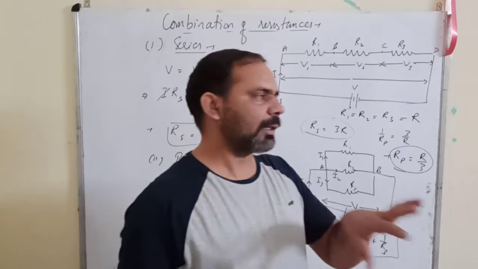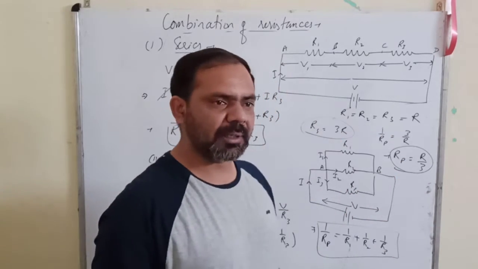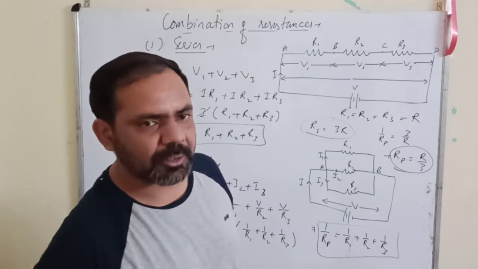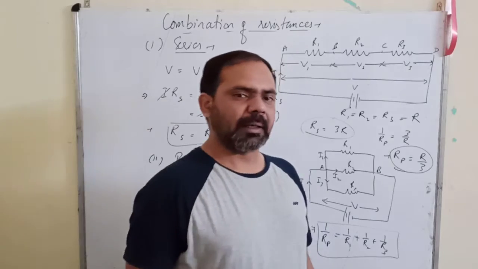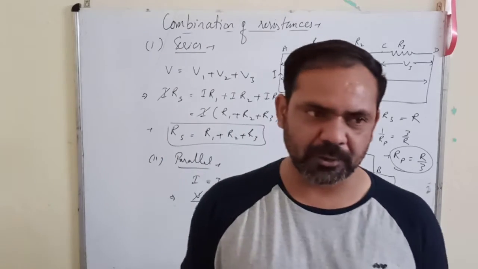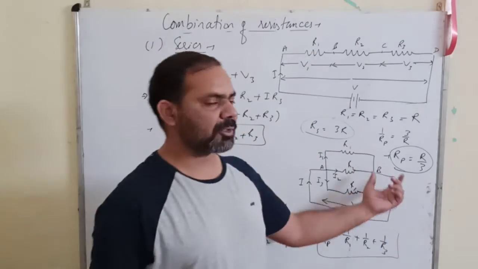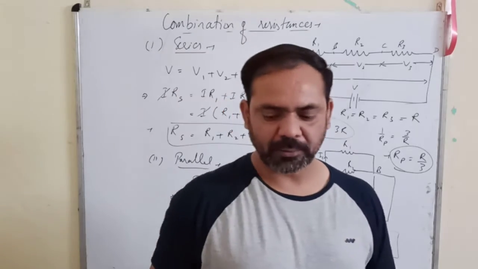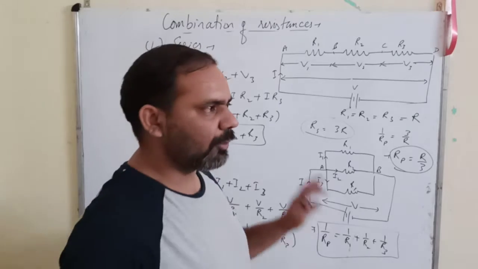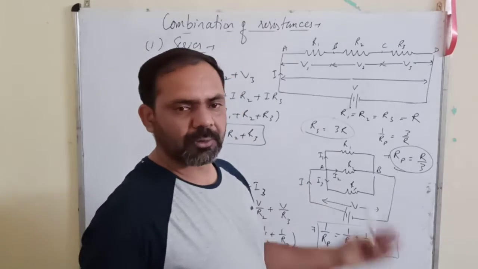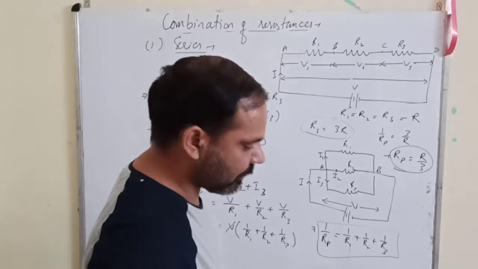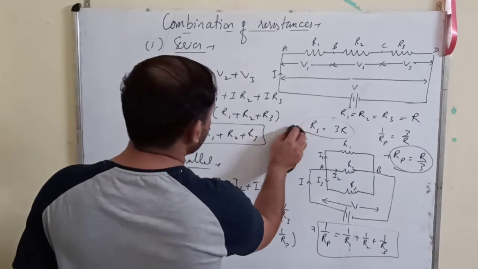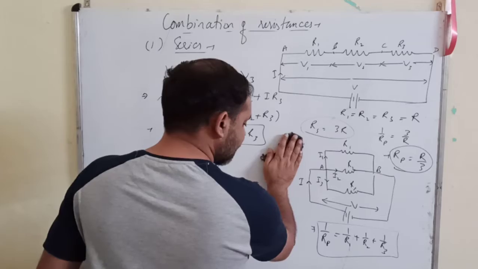So it is clear from these two observations that the series combination always increases the resistance of the circuit and the parallel combination always decreases the resistance of the combination. The parallel combination always decreases, the series combination always increases the resistance. Okay, so this was about the combination of resistances.